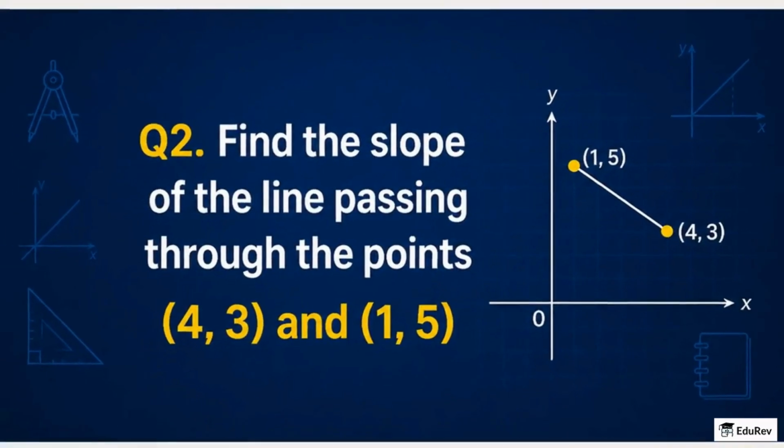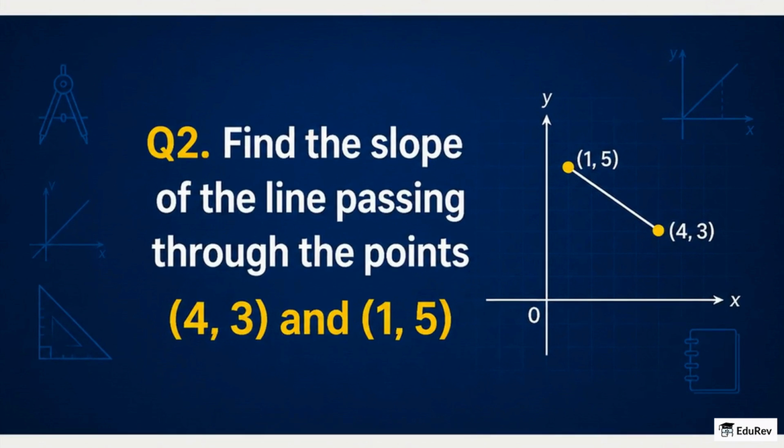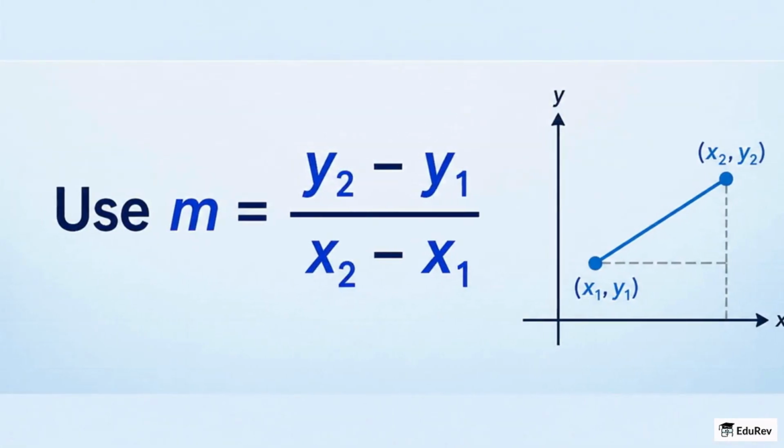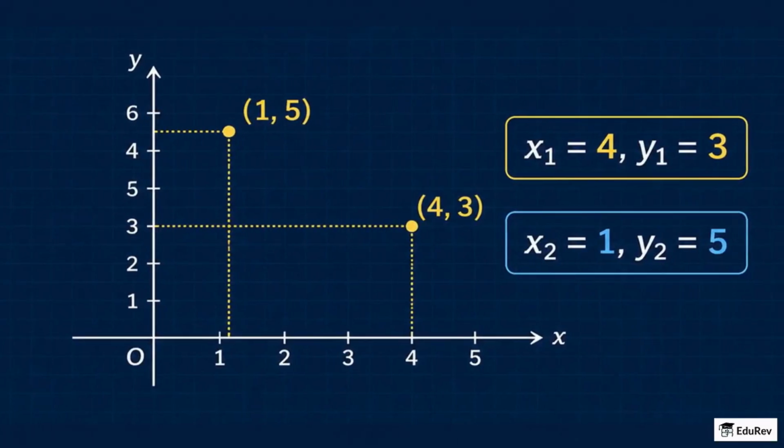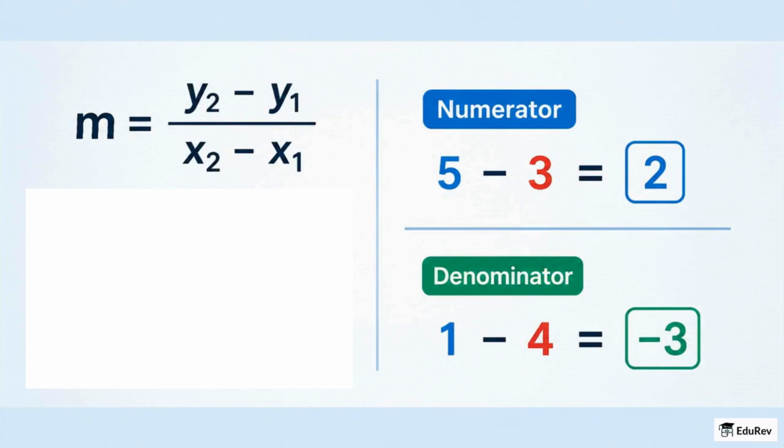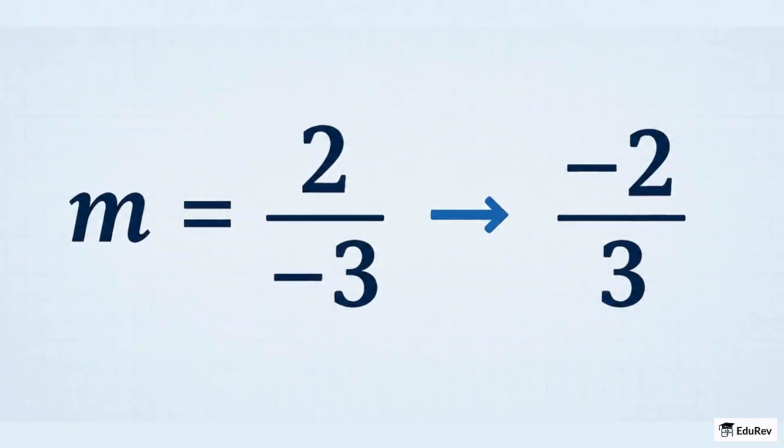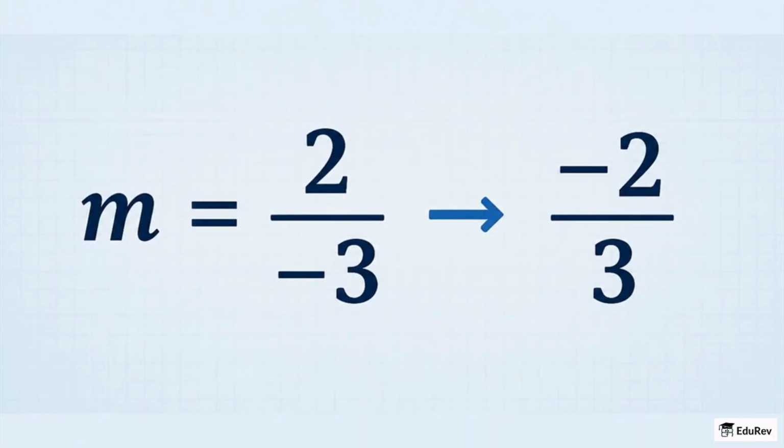Question number 2 asks, find the slope of the line passing through the points (4, 3) and (1, 5). Again use m equals (y2 minus y1) divided by (x2 minus x1). Take the points as x1 equals 4, y1 equals 3 and x2 equals 1, y2 equals 5. The numerator is 5 minus 3, which equals 2, and the denominator is 1 minus 4, which equals -3. So m equals 2 divided by -3, which simplifies to -2 divided by 3.